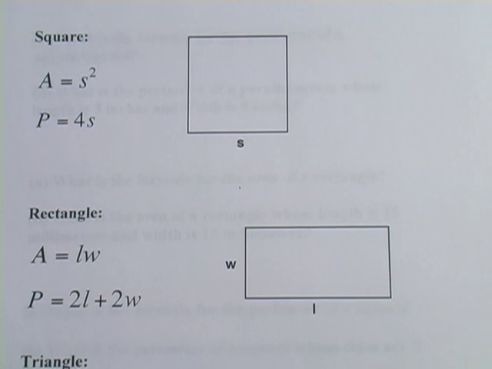Rectangle is pretty close, area is length times width. The perimeter, we have 2 sides that are the length and 2 sides that are the width. So we have 2 L's plus 2 W's making up the perimeter there.